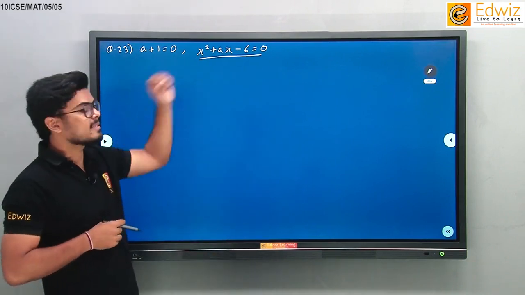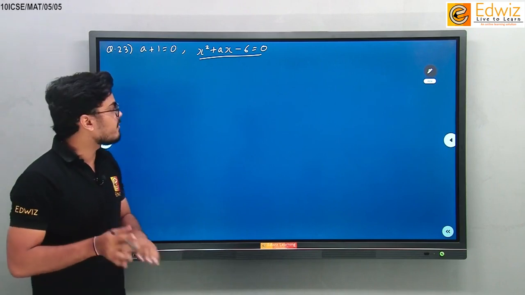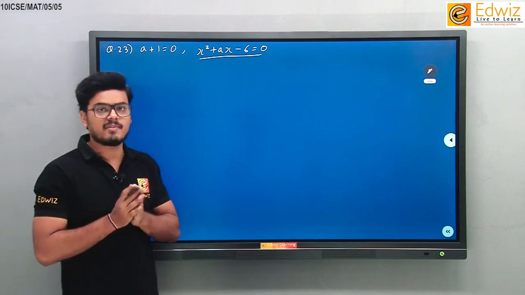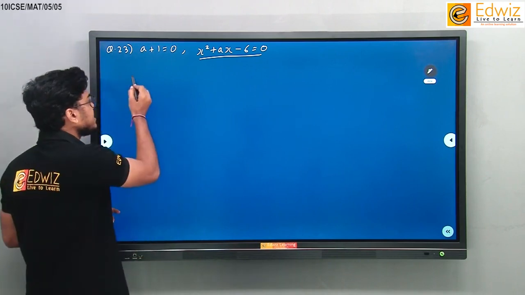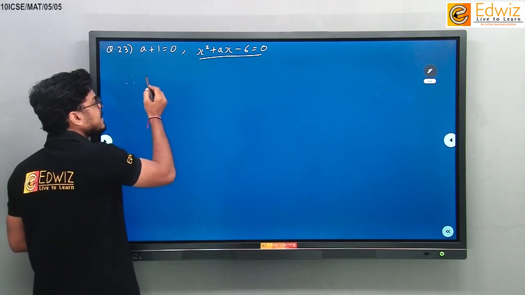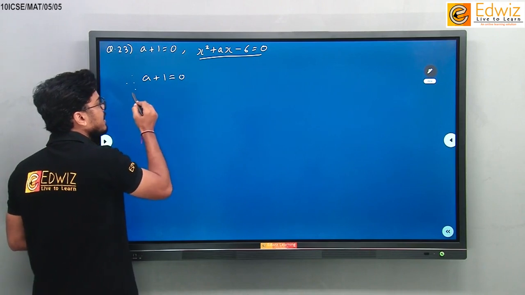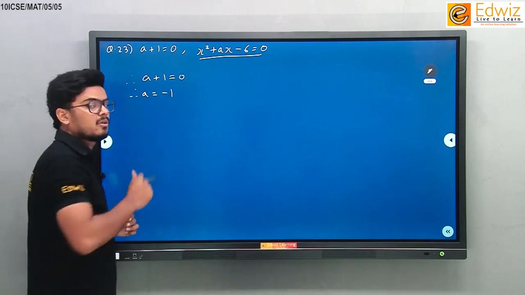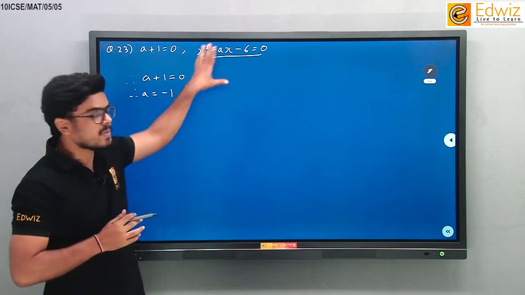But here you can see there is one more variable a, for which they have told us that a plus 1 is equal to 0. Actually, this is a very easy question. All you have to do here is first find the value of a. Since a plus 1 is 0, a will be equal to 0 minus 1, that is just minus 1, taking 1 on the other side. Now substitute this in our main equation.